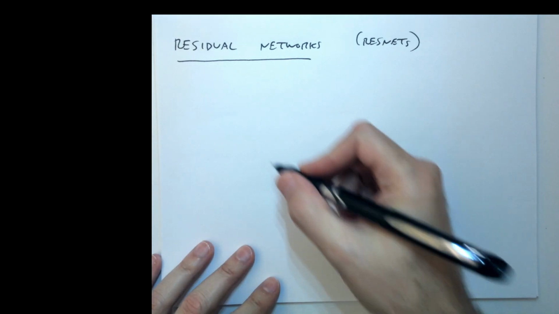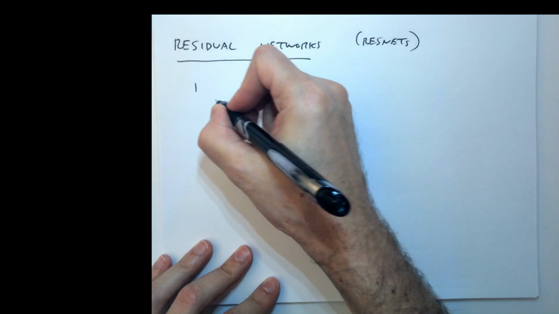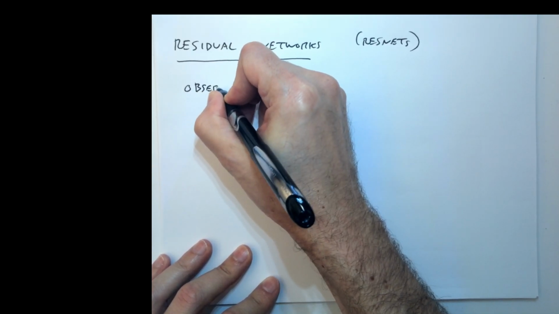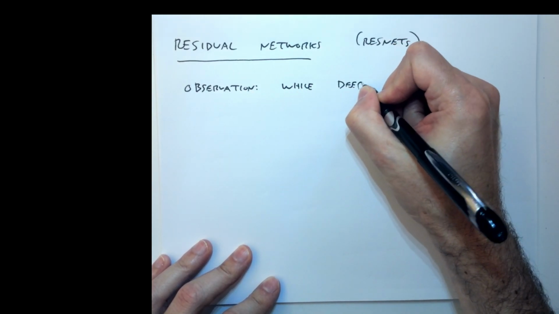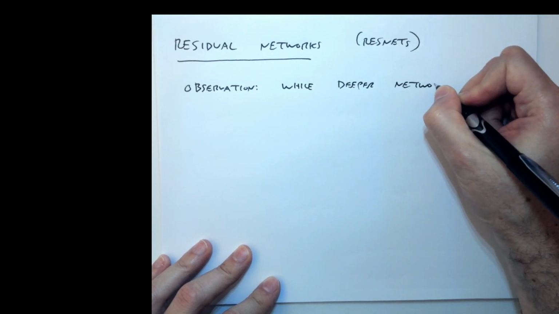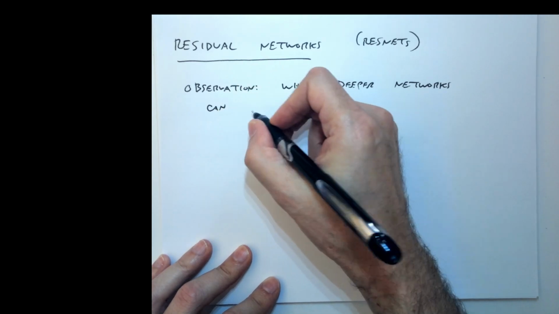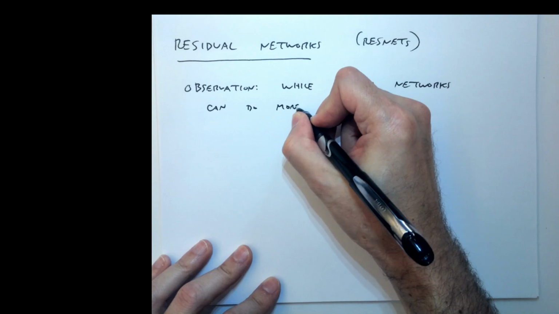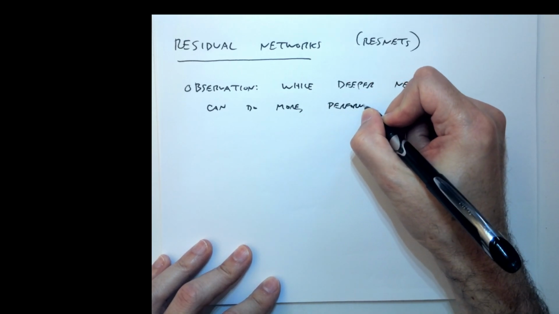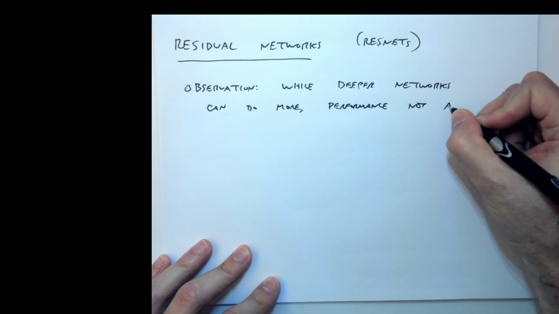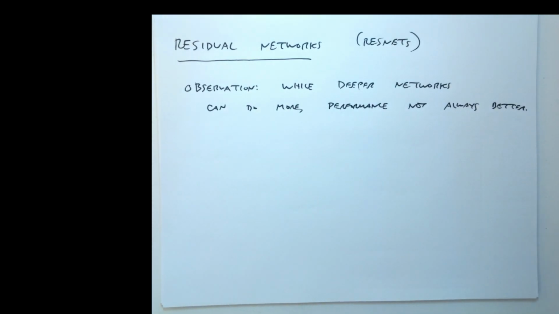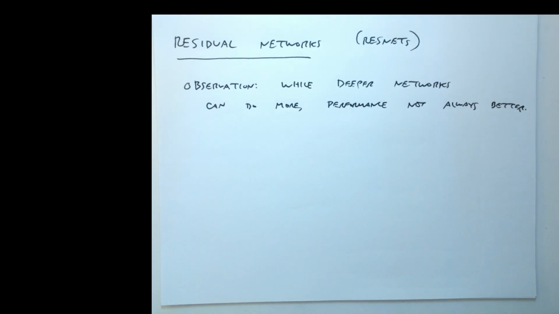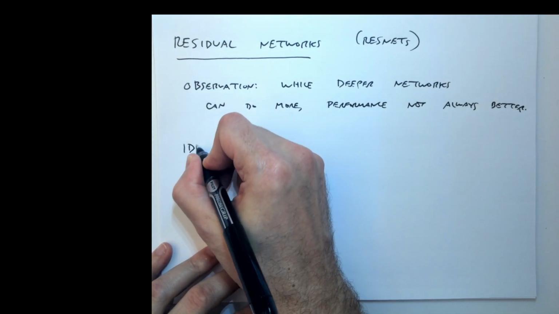And so the observation that researchers made was that while deeper networks can theoretically do more, the performance that you see with the deeper network wasn't always better. So it's not like just adding more layers will solve your problem. And one thing that made the training of these larger networks better was what are called skip connections.